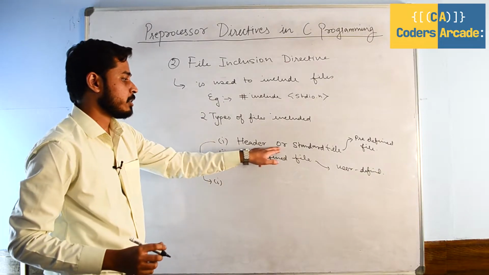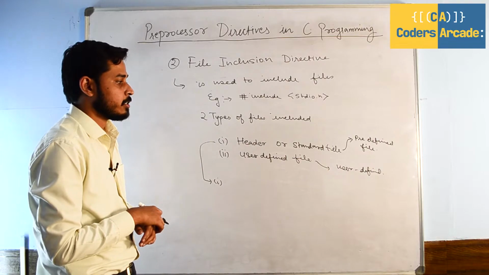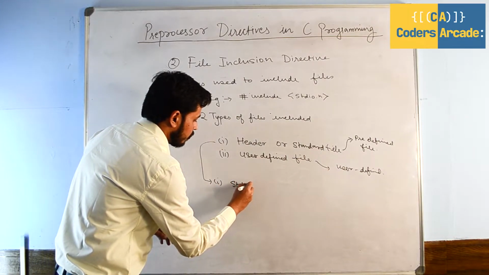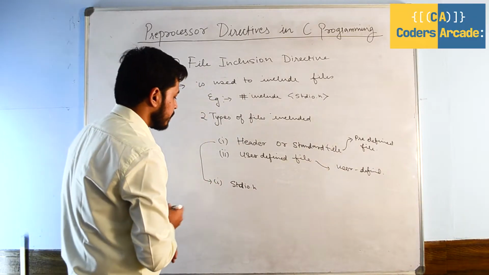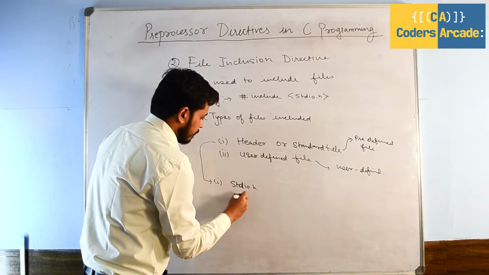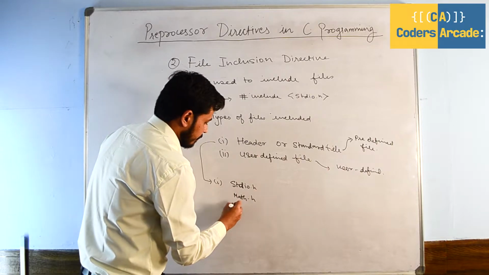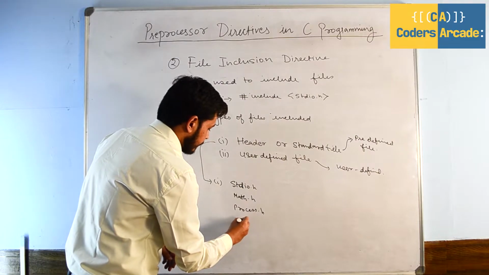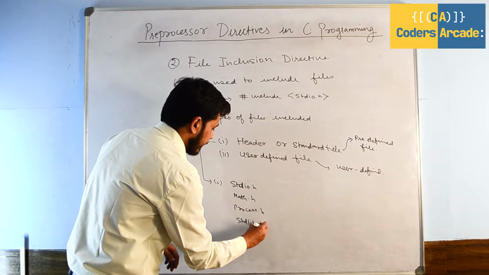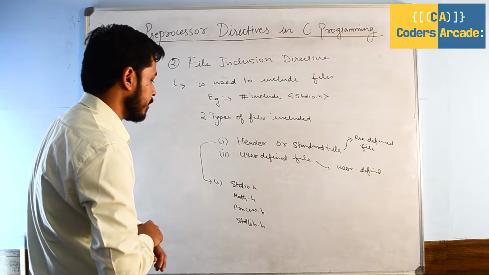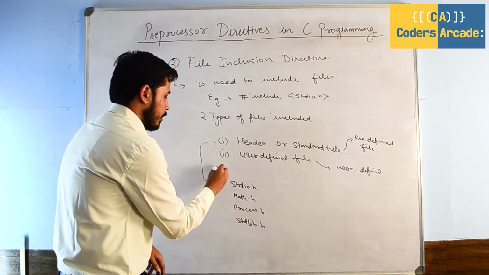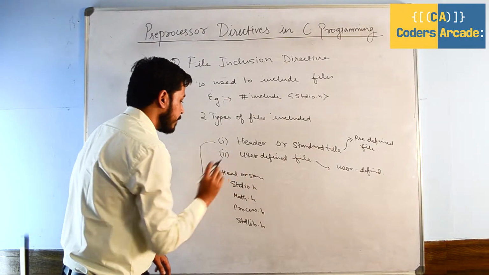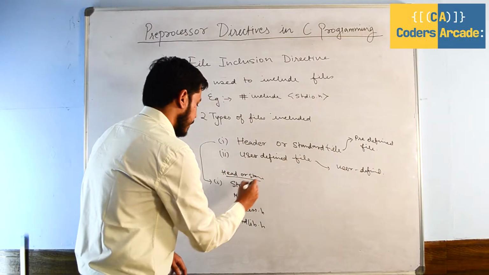So what do this header or the standard file contain? Predefined files means files such as stdio.h, then we have math.h, then we have process.h, then we have stdlib.h. There are so many. These are the header or the standard files. These are the predefined files, right? These are the header and the standard, the first one.